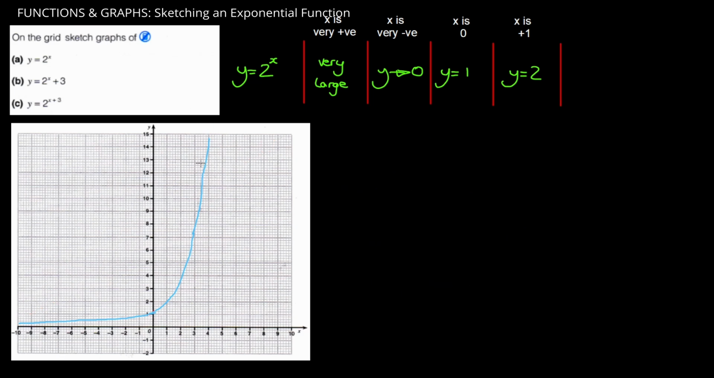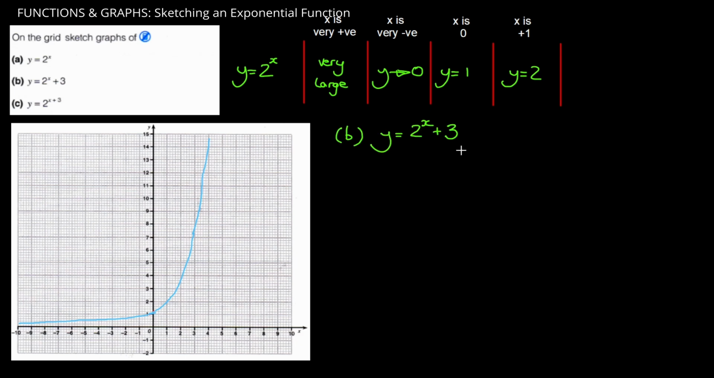Okay, so we've achieved a reasonable result from our investigation of x being very large positively and negatively, and then just get a value and then fit the curve in. You should remember that shape. It's useful to remember this is an exponential shape, 2 to the power x. Now, let's have a look at part B.